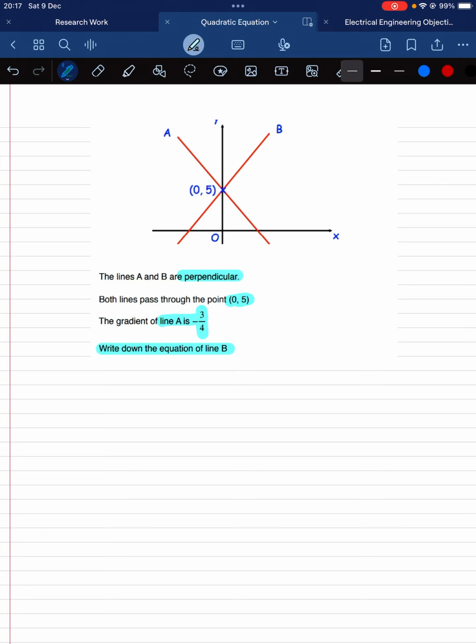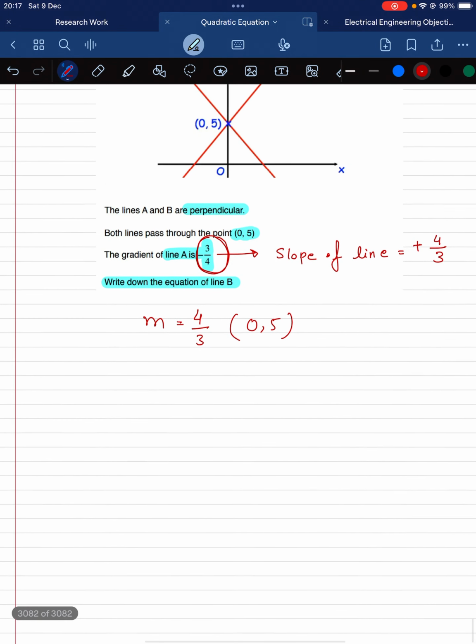Okay, so from this, the first thing which we can extract is, as the lines A and B are perpendicular, the slope of line B will be equal to the negative reciprocal of this value. So first of all we change the sign, so it becomes positive, and then we take the reciprocal. It was 3 by 4, now it will become 4 over 3. Now we have the slope of line B is 4 by 3, and the point is 0 comma 5. Right, we know the slope, we know the point. Now we just need to place the values to find out the equation.